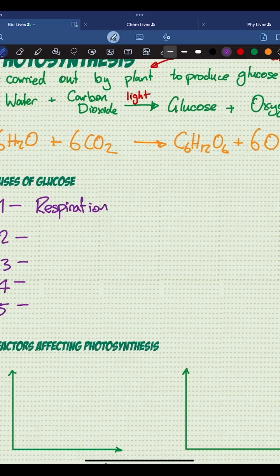Movement still comes under energy. Cellulose. Yes, it's used for making cellulose. You find that in cell walls. What is cellulose? Cellulose is what cell walls are made out of. That's the outside of the plant cell. It helps it keep its shape.